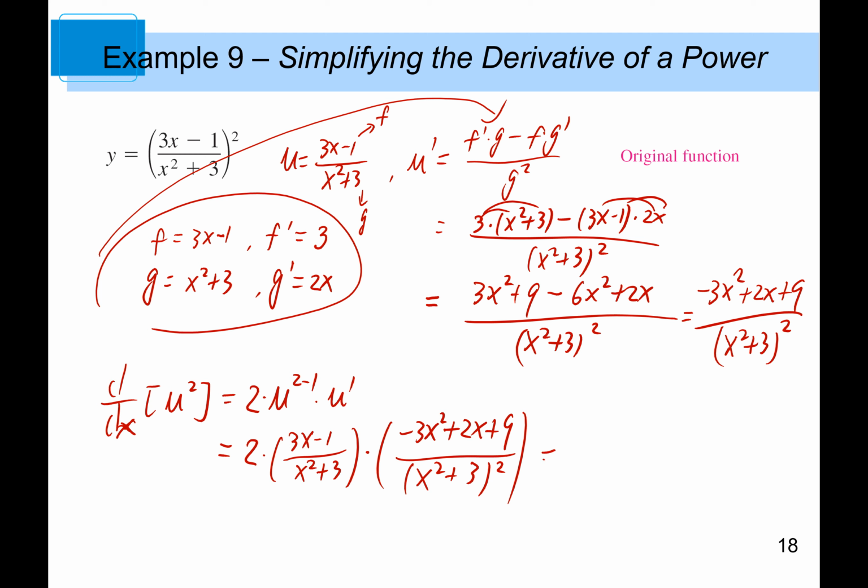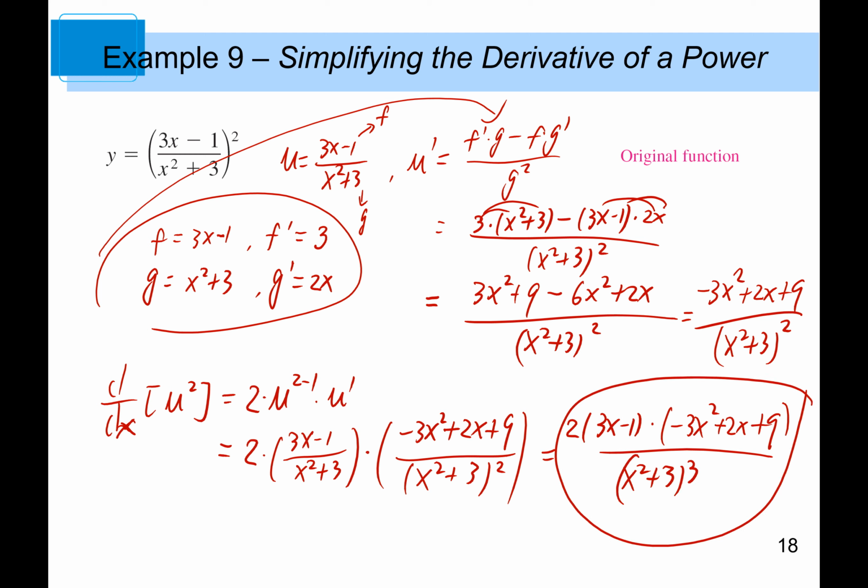Okay, so if you simplify this, it's 3x minus 1 times negative 3x squared plus 2x plus 9, and the denominator becomes x squared plus 3 to the third. Okay, so that's the final simplified answer.